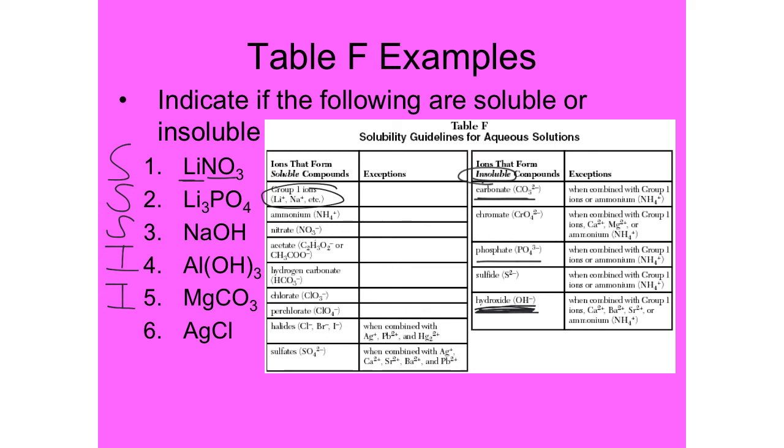Lastly, we have silver chloride. So we have to look for a rule about either silver or chloride. If we look at our ions listed, we have the halogens. Group 17 are typically soluble unless it is silver, lead, or dimercury. So that does reverse the rule because it's one of the exceptions. So it's insoluble. We would not expect it to dissolve in water.